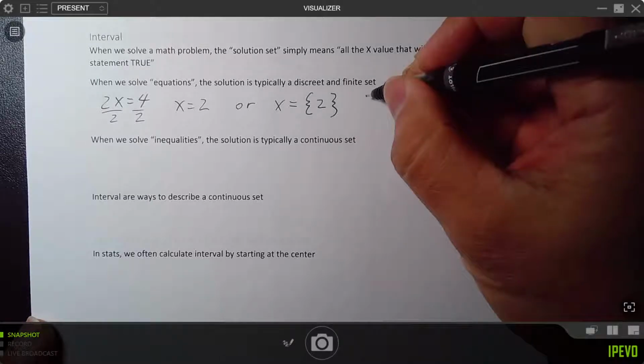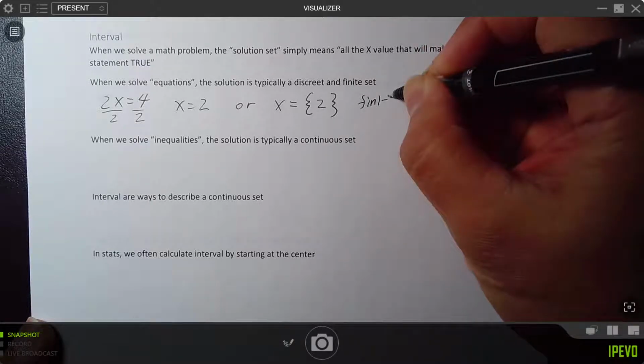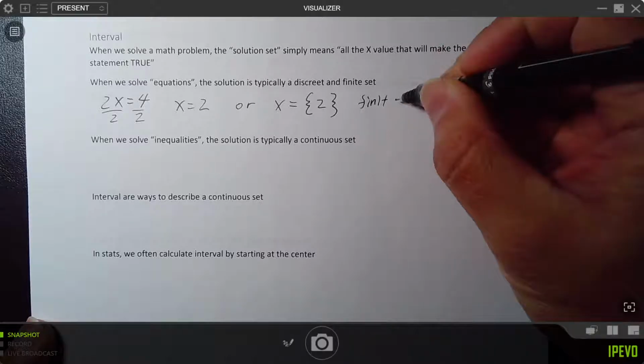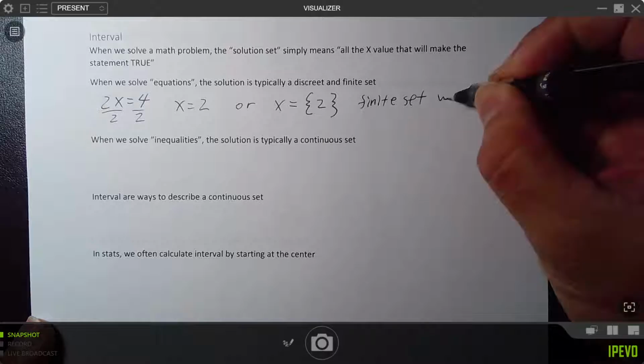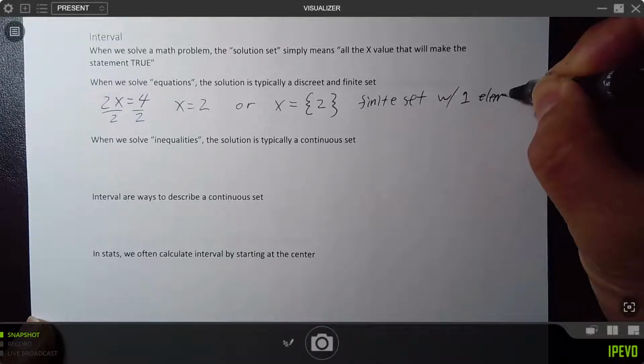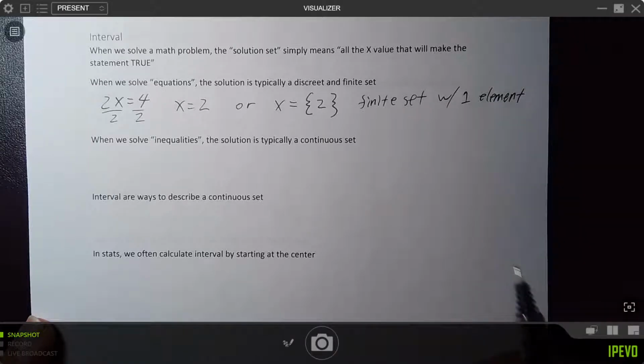This is a finite set with one element. It's a finite set because there's only one. It's not infinity, with one element. And so that's what we mean by a solution set.